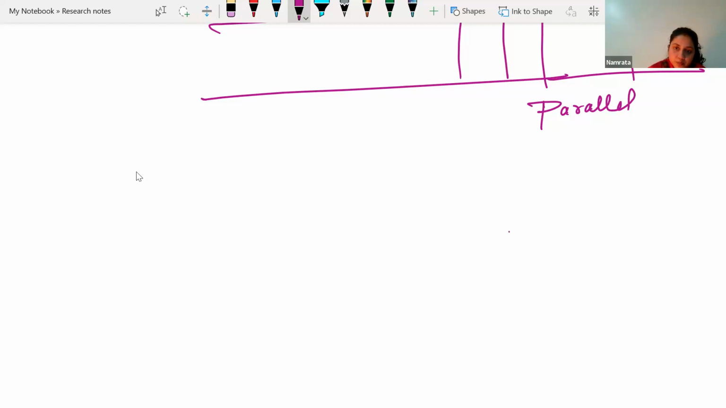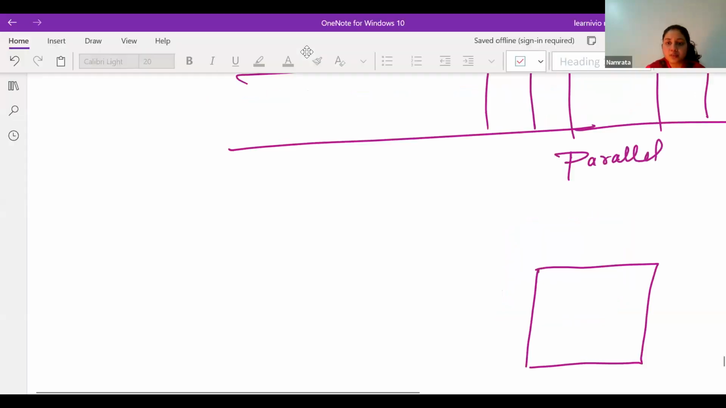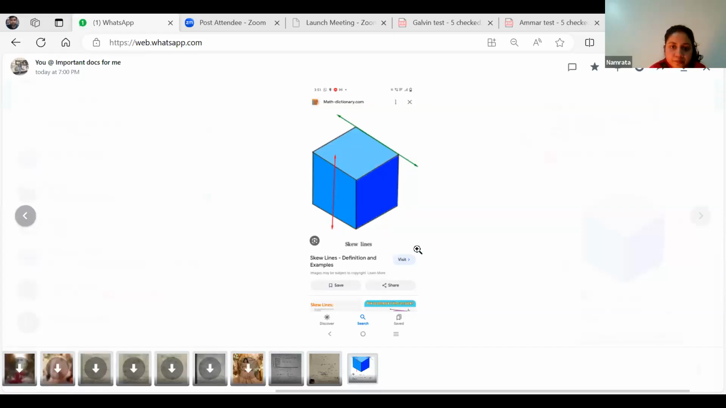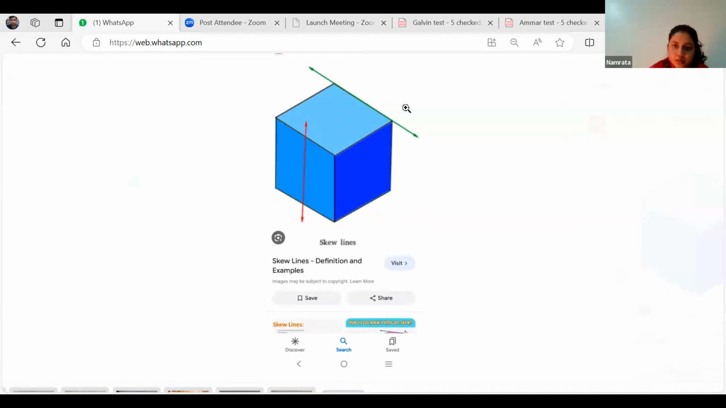Okay, so if I am having this figure, just a moment. Let me show you on the screen so that you can visualize it in a better way. Can you see my screen? Can you see everyone?